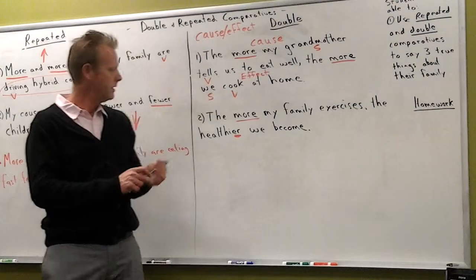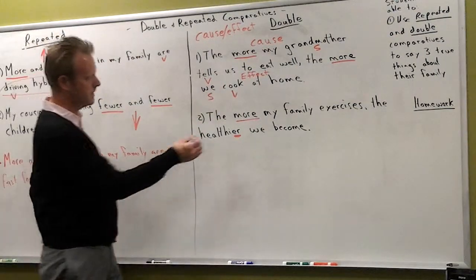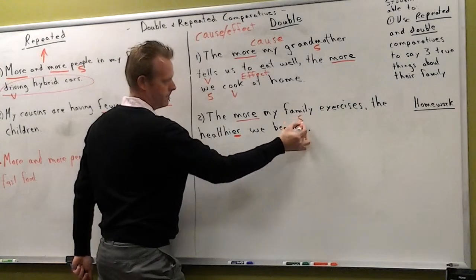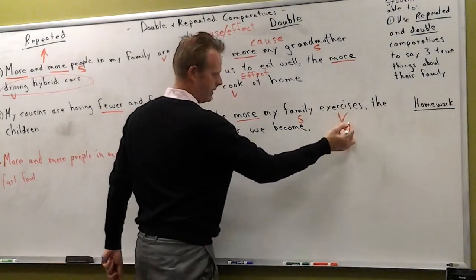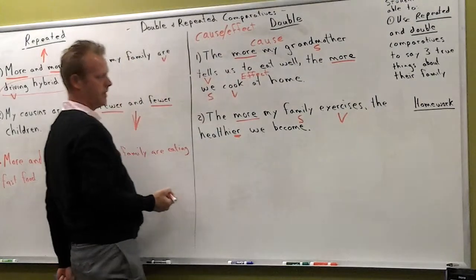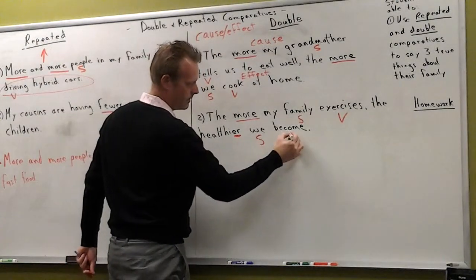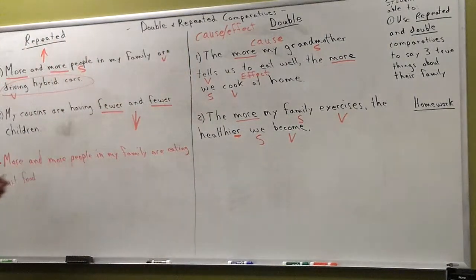You with me? Let's look down here and see if the same thing happens. The more, where's the subject? My. Verb? Exercise. Good, and then I go to the next clause. The subject? We. There we go. So you see the same pattern. And those are important so that you get the word order right.